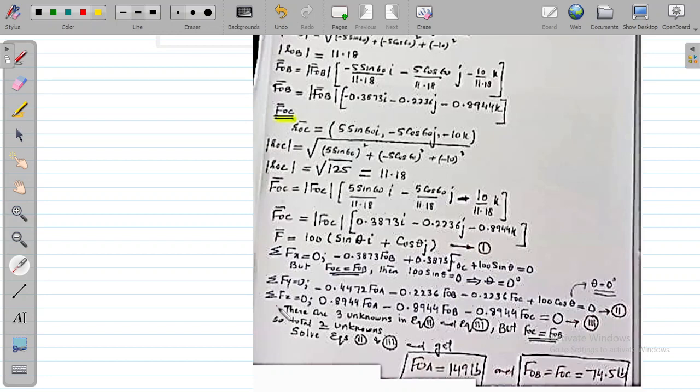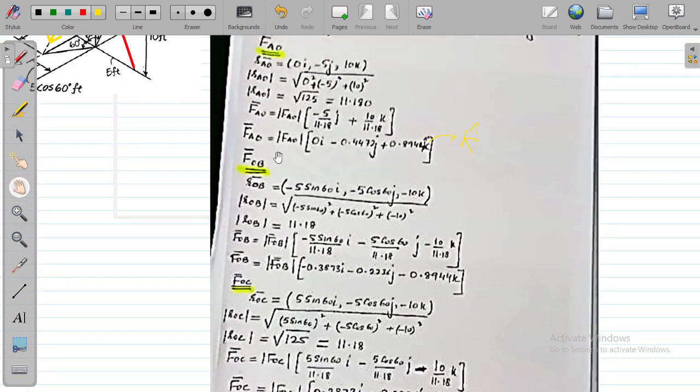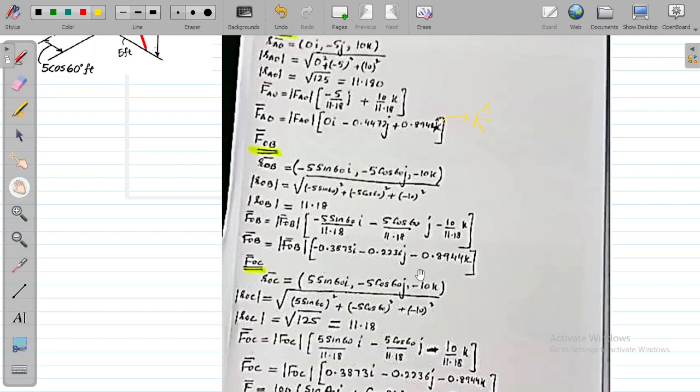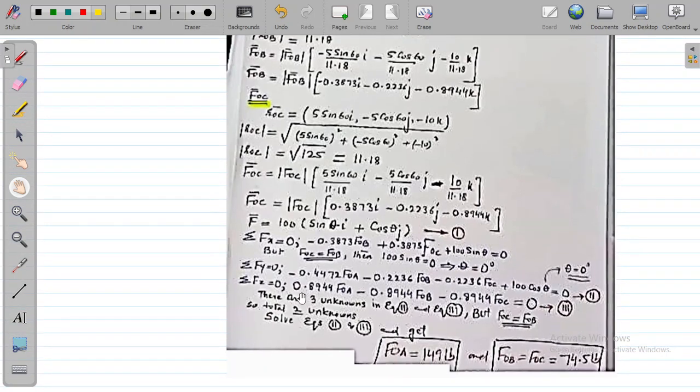Now you calculate sigma Fz. When you calculate sigma Fz, what will be the Z components? For force AO, it will be FOA plus 0.8944 k. The other Z component will be FOB minus 0.8944 k, and for OC the z component will again be FOC minus 0.8944 k. So there is symmetry. Now you add all those z components. Okay, so you have three z components over here: 0.8944 FOA minus 0.8944 FOB minus 0.8944 FOC equal to 0. So equations 2 and 3 are formed.